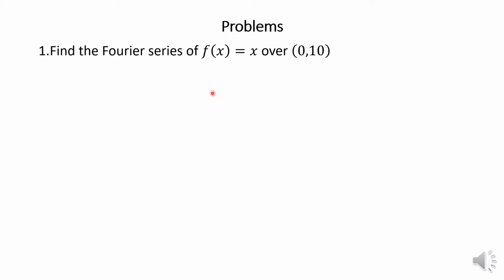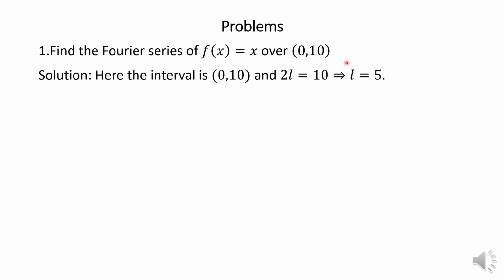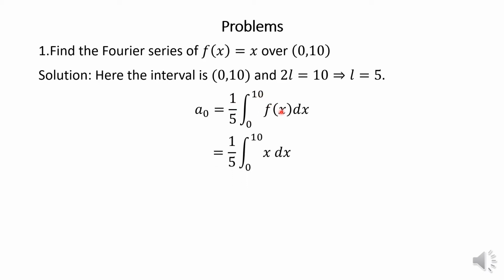Now with this, let us see some problems. Find the Fourier series of f of x is equal to x over (0, 10). Here you first calculate the length of the interval. 2L is equal to 10, therefore the value of L is equal to 5. So the first Fourier constant is a0 is equal to 1 by 5 times the integral from 0 to 10 of f of x dx. After substituting f of x is equal to x and integrating, you will get 1 by 5 times x square by 2 between 0 to 10, and the final value turns out to be 10. So the value of a0 is equal to 10.